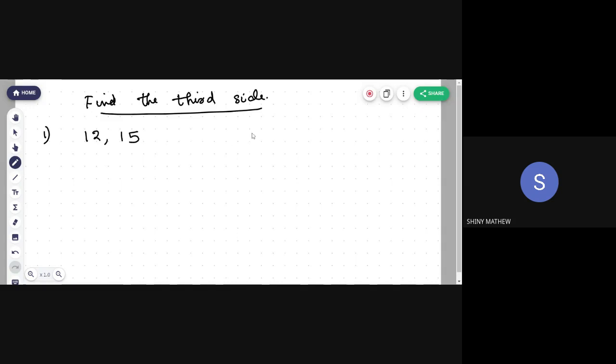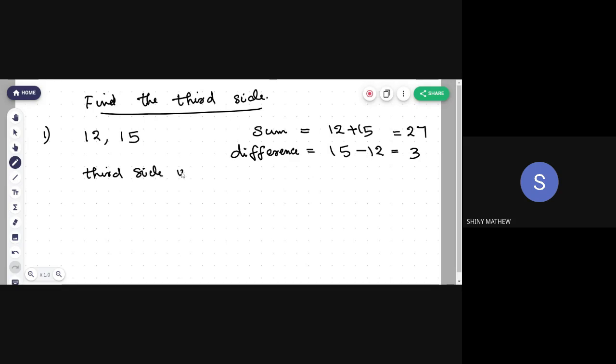So what should we look at? First we find the sum and difference of these two numbers. Sum is 12 plus 15 and the difference is 15 minus 12. What is 12 plus 15? 27. And the difference is 3. So where will the third side be? Miss, it's between 3 and 27. Okay, so you can write the third side is between 3 and 27. That is very simple.